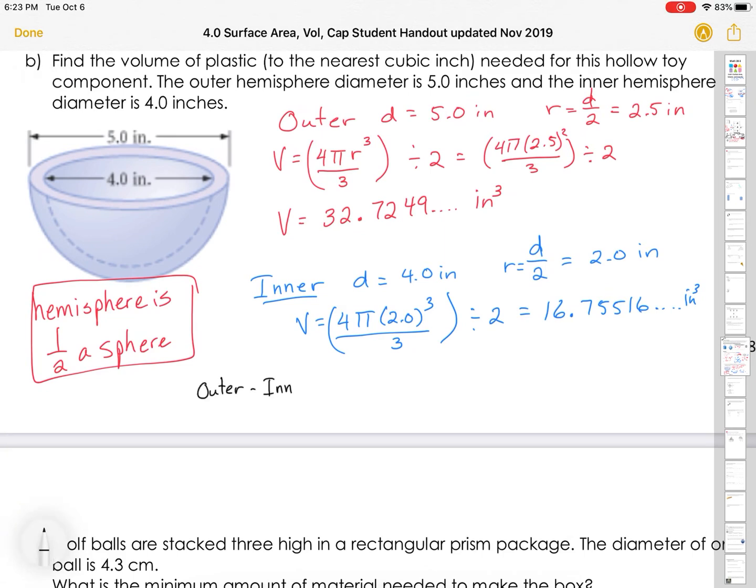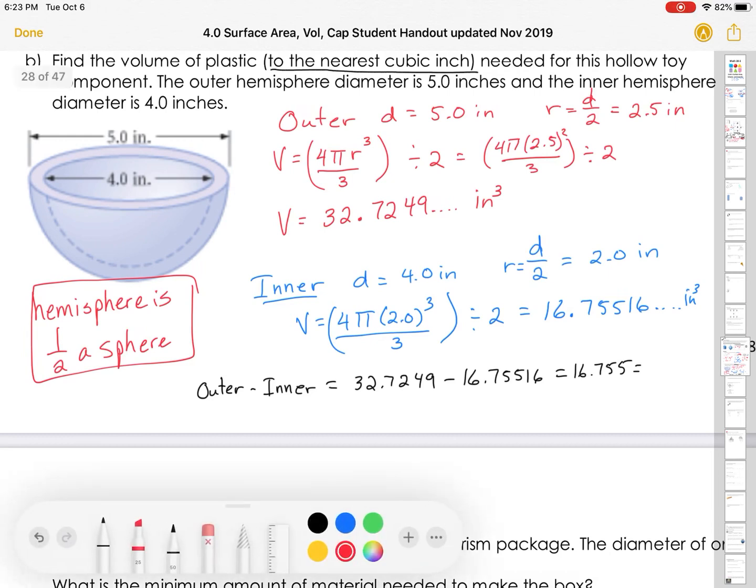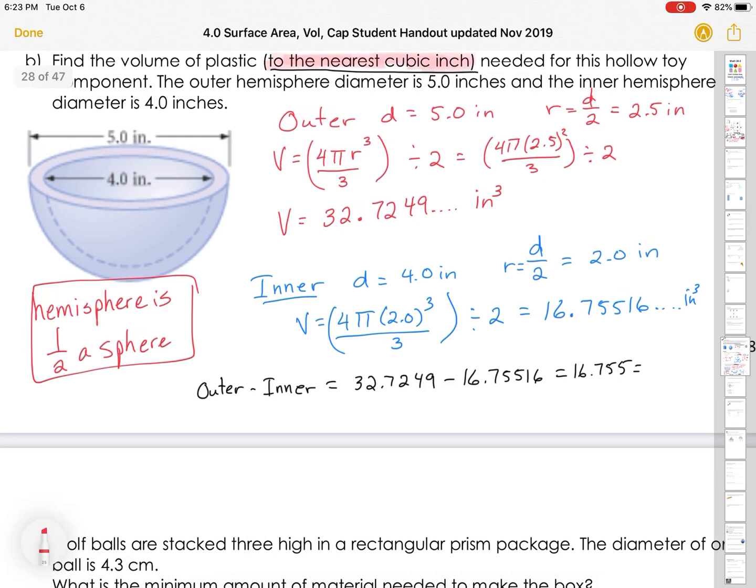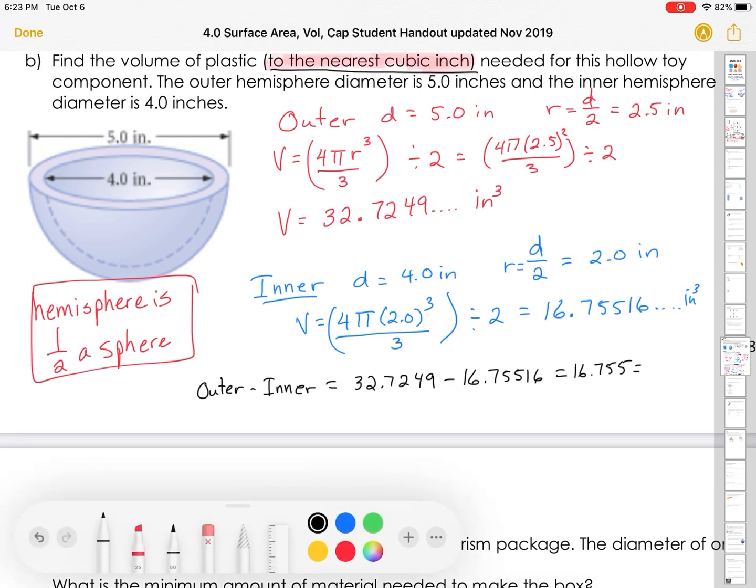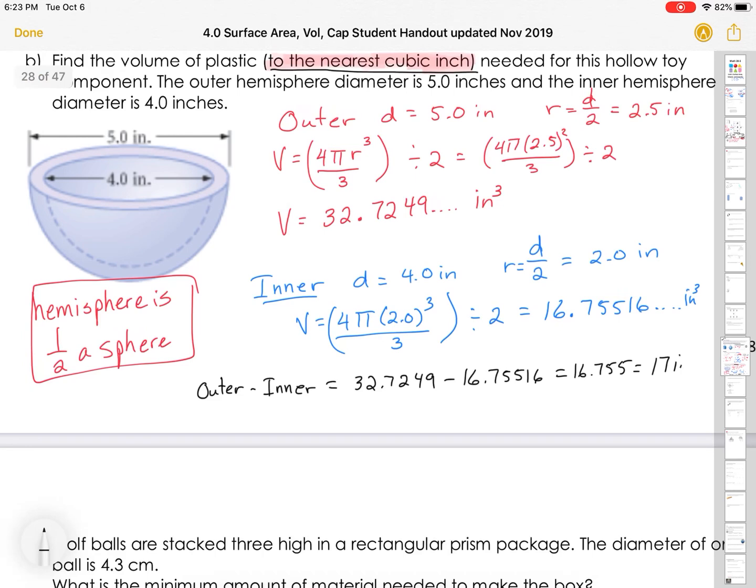We got to take the outer minus the inner. So that will be 32.7249 minus 16.75516, etc. And I get for my answer 16.755. And it says to the nearest cubic inch. So take a look at that. That's going to help us round it. So we round it up to the nearest inch. So it will be 17 inches cubed.